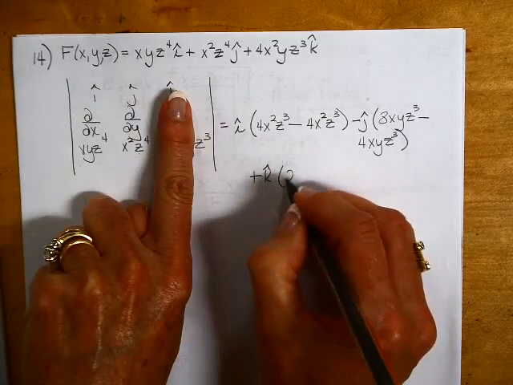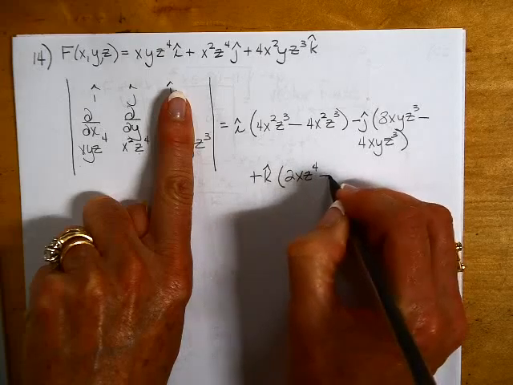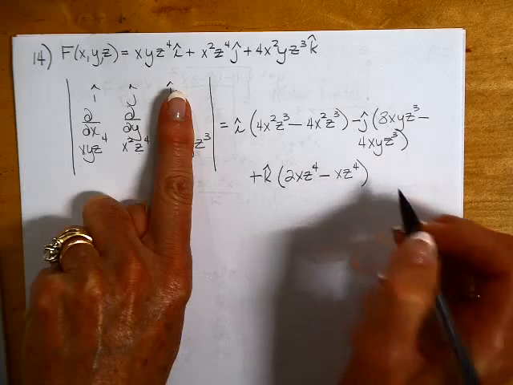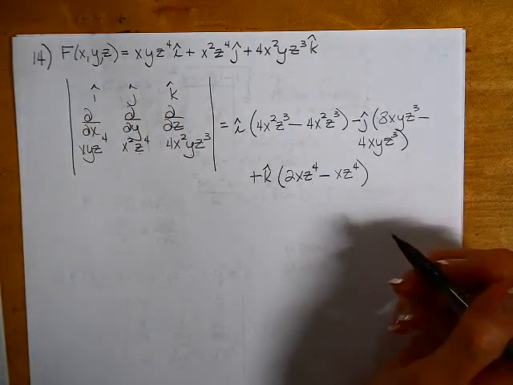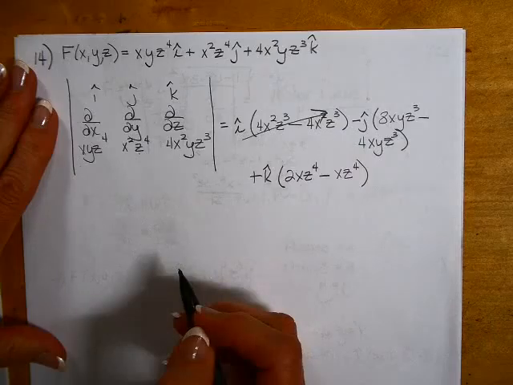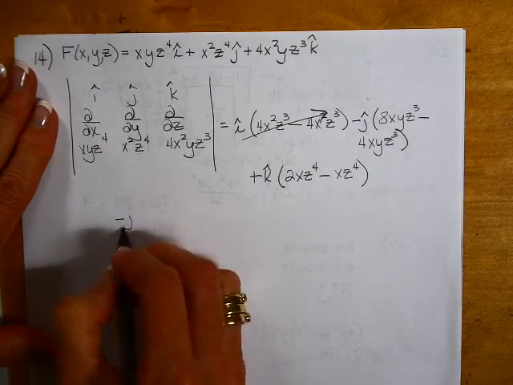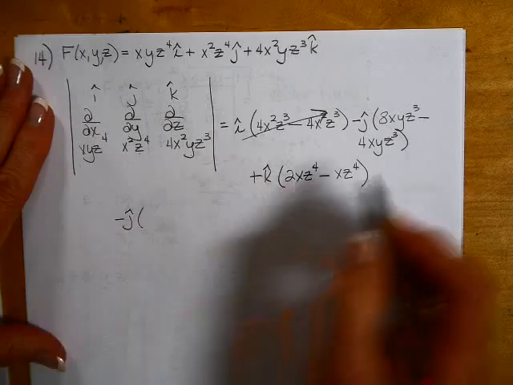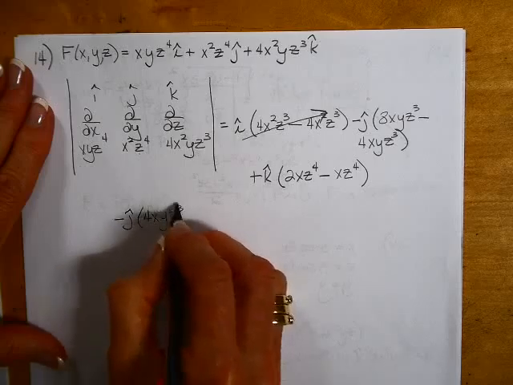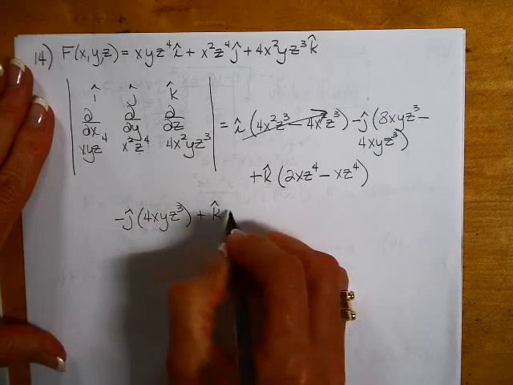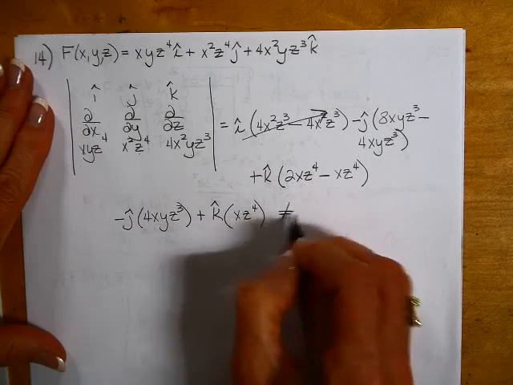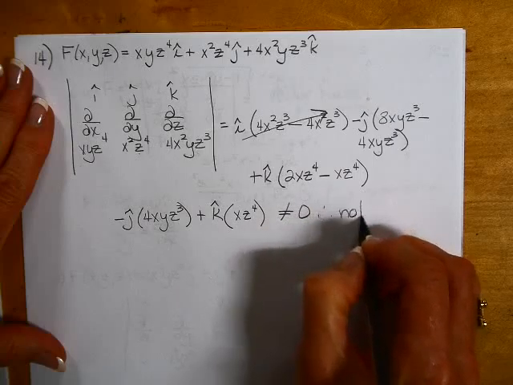Partial with respect to x, 2x z to the fourth minus the partial with respect to y, x z to the fourth. And it's not going to be 0, so it's not going to be conservative, but I'll go ahead and finish it out. This one is going to be 0. So minus j, 8 minus 4, 4xyz to the third, plus k hat, x z to the fourth. It is unequal to 0, therefore this is not conservative.